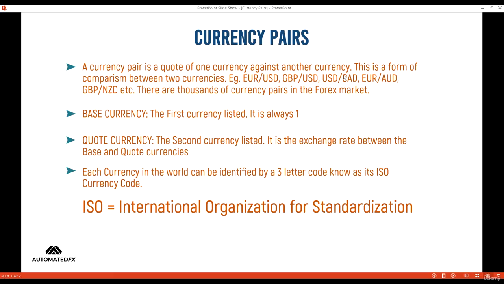For a recap, you should just know that we have two currencies in a currency pair. When we trade, we don't trade a single currency in isolation. We trade a currency pair. In this case, we have EUR USD, GBP USD. Euro is the base currency and USD is the quote currency. Euro is always equal to one, and USD would then be the conversion rate between euro and dollar.